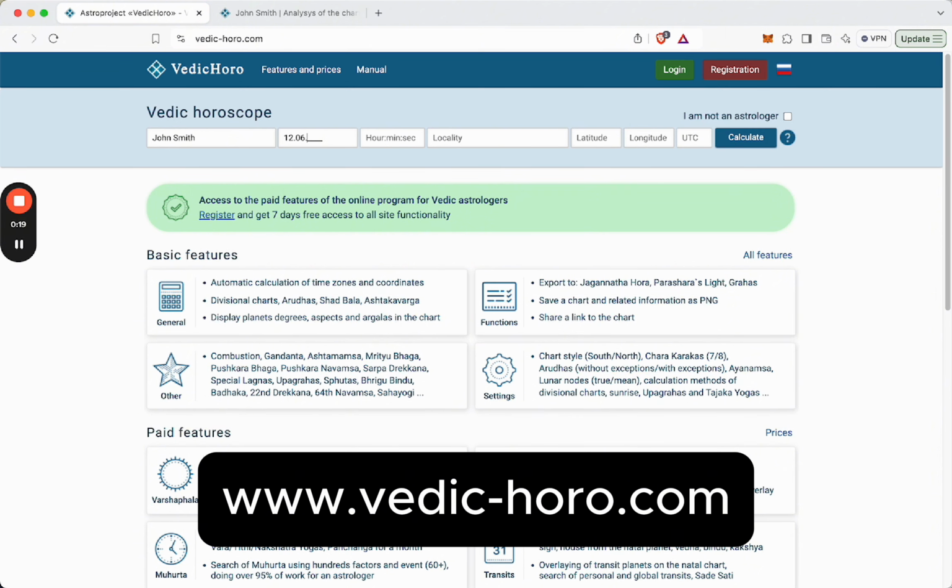and then a month, and then a year, hour in 24-hour format, and you can enter 00 for seconds. Locality is basically your place of birth. You can start typing a city name, and it will give you some suggestions.